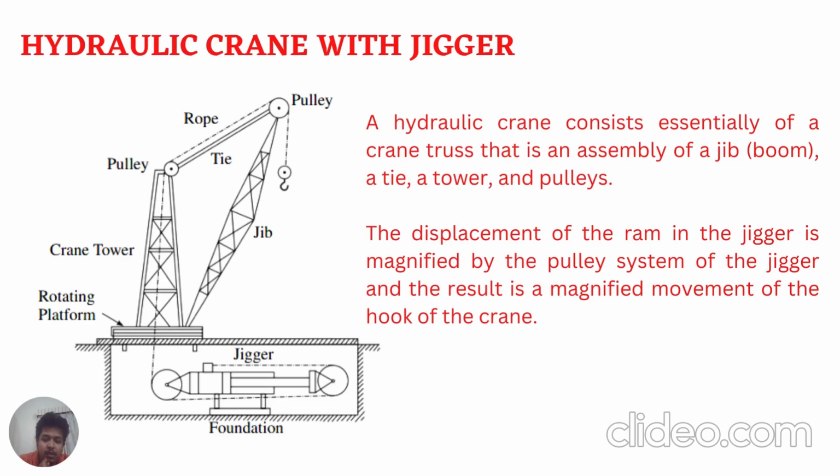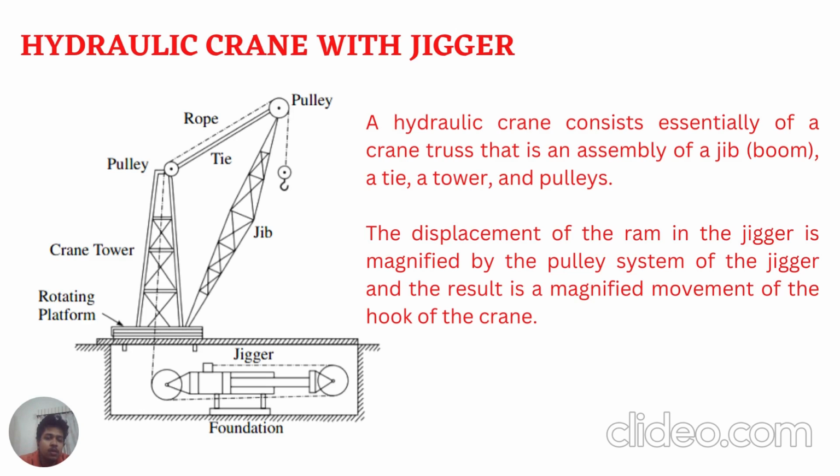As we can see in this crane, it consists of a truss, that is an assembly of jib, tie, and tower, and a pulley. So let's understand this image first. Here we can see that there is a horizontal jigger present at the bottom, and there is a rotating platform above this jigger. Then there's a crane tower which is attached to the rotating platform, and which is further attached to various pulleys, and on these pulleys we can see a rope which is connected with the help of a tie.